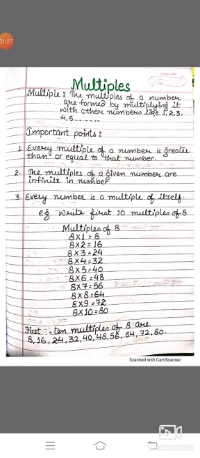Every multiple of a number is greater than or equal to that number. The multiples of a given number are infinite in number. Every number is a multiple of itself. Here I have written the first 10 multiples of 8.